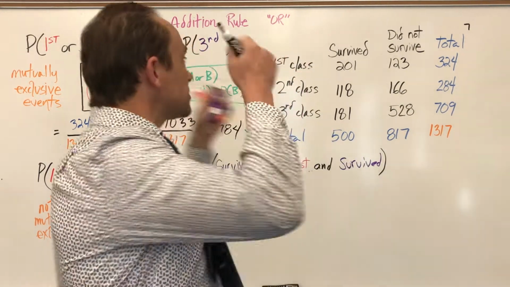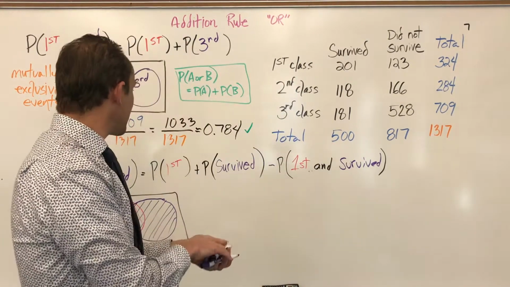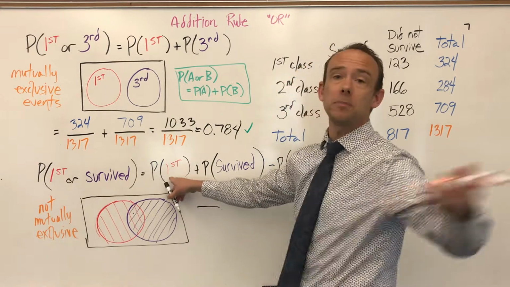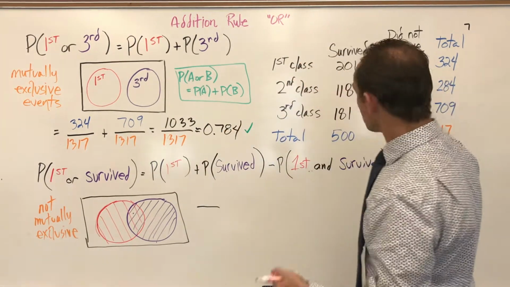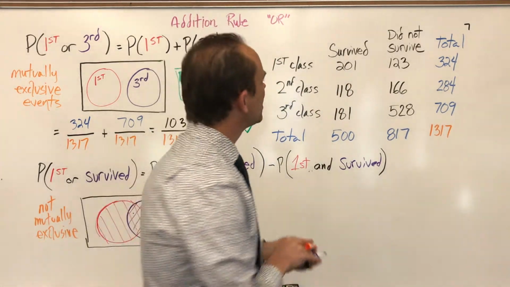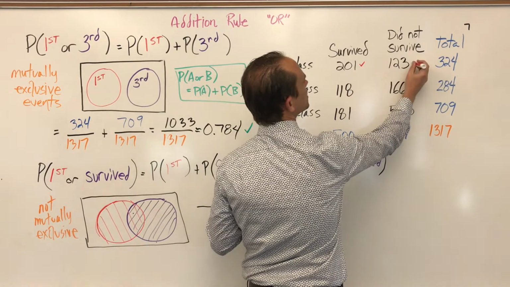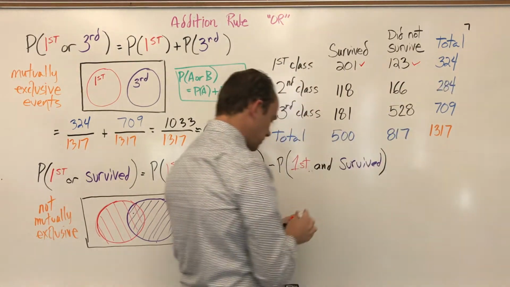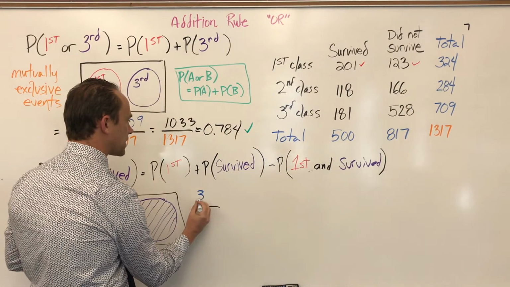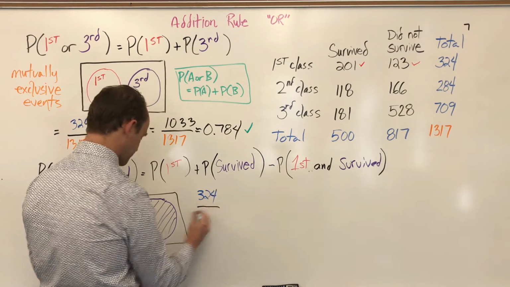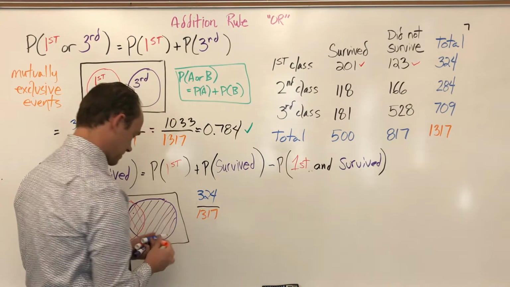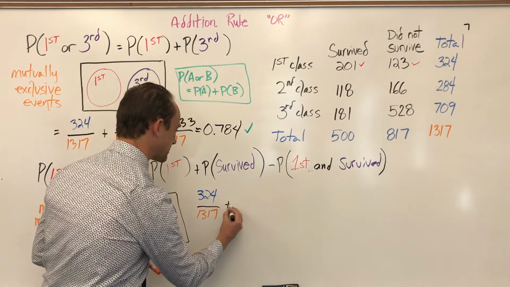And it really makes sense too, because if you go up here and you say, okay, first class, how many people were in first class? There's 324. And then you say, well, how did you get that number? Well, you go 201 plus 123 gives you 324. Okay, so let's do that. This will be the probability of first class. We'll go 324 over 1,317. Beautiful. Okay, you sticking with me?